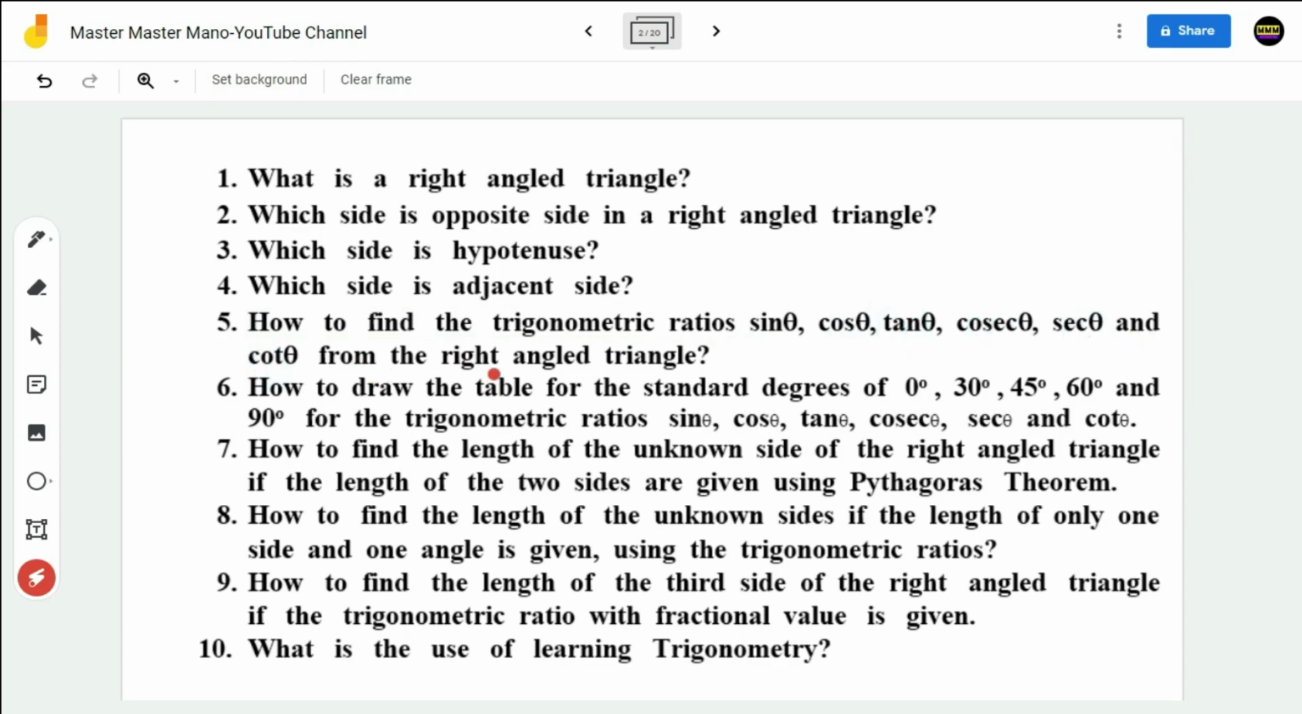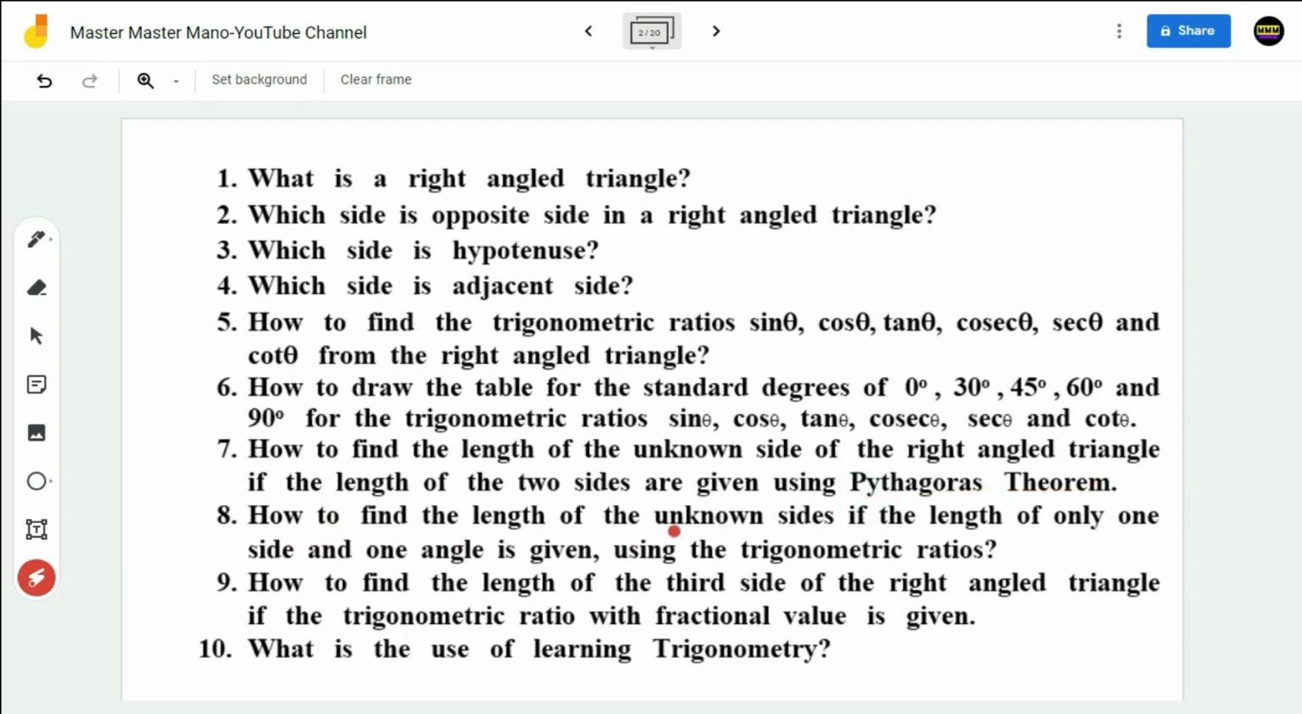cot theta from the right angled triangle, how to draw the table for the standard degrees of 0 degree, 30 degree, 45 degree, 60 degree and 90 degree for the trigonometric ratios sine theta, cos theta, tan theta, cosecant theta, secant theta and cot theta. How to find the length of the unknown sides of the right angled triangle if the length of the two sides are given using Pythagoras Theorem.